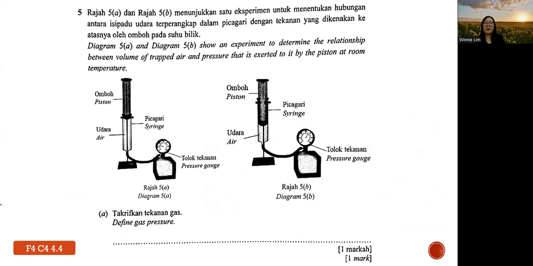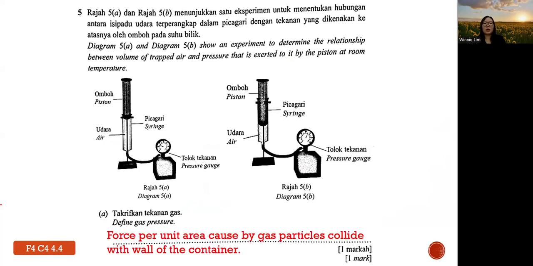Okay, question 5. Question 5 and 6, the teacher will say, are conceptualization questions where you compare. Diagram 5A and 5B show an experiment to determine the relationship between the volume of trapped air and pressure exerted on it by the piston at room temperature. So first, define gas pressure. What is gas pressure? Force per unit area caused by what? When the gas particles collide with the wall of the container.